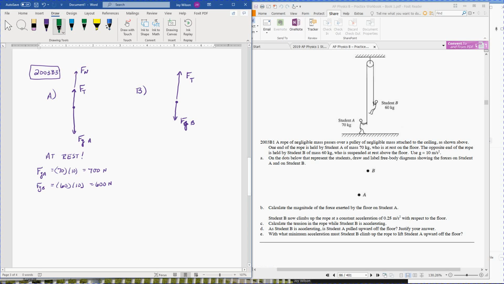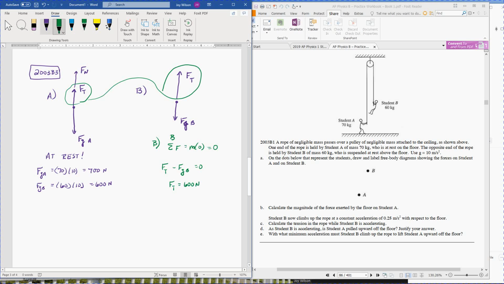Well, I'm going to have to match this with its action-reaction pair. So I need to figure out that force tension. So the first thing I'm going to do in Part B is this. I'm going to go, okay, sum of the forces for student B is going to be M times 0. We're at rest, right? So force tension minus force gravity for B needs to equal 0. So force tension must be 600 newtons.